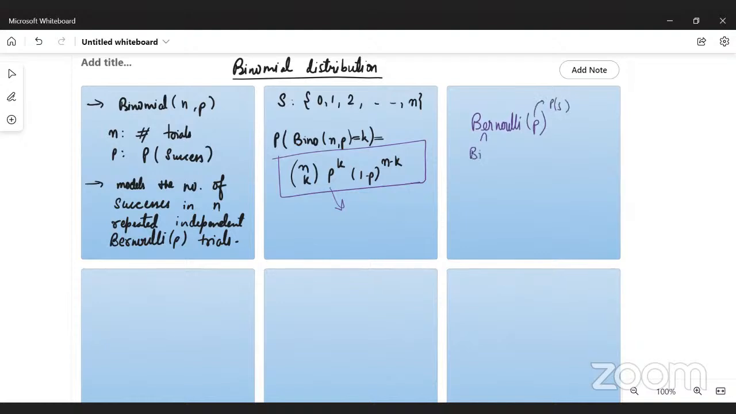In binomial distribution, you have 2 parameters. One is n and the other is p, where n is the number of trials, but not the number of Bernoulli trials, and p is the probability of success. And this k is given in the question. k is basically the number of successes.